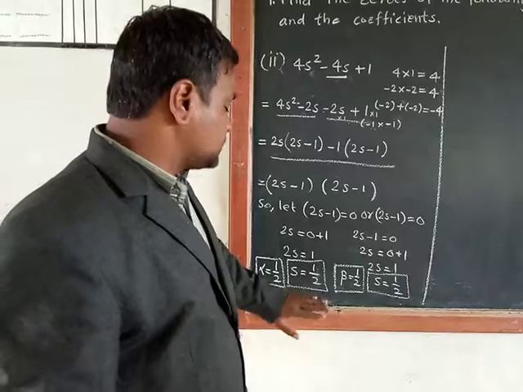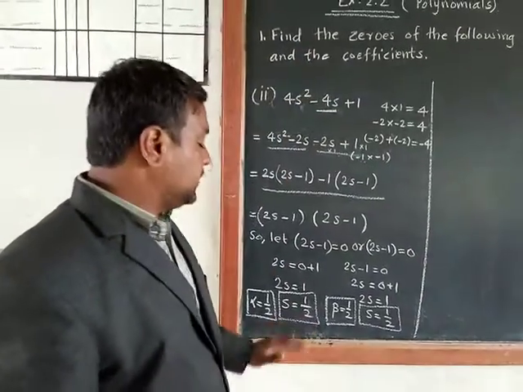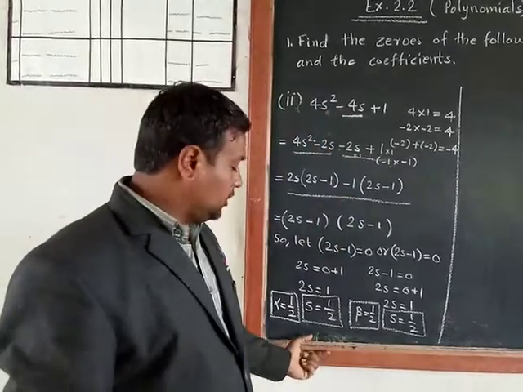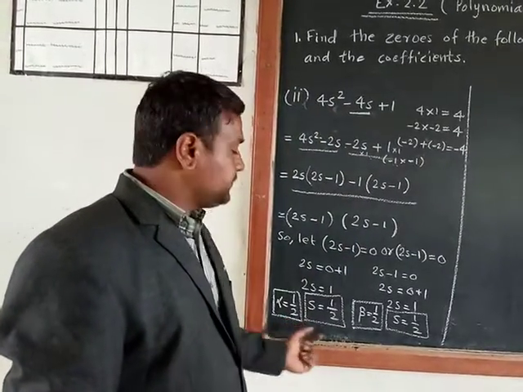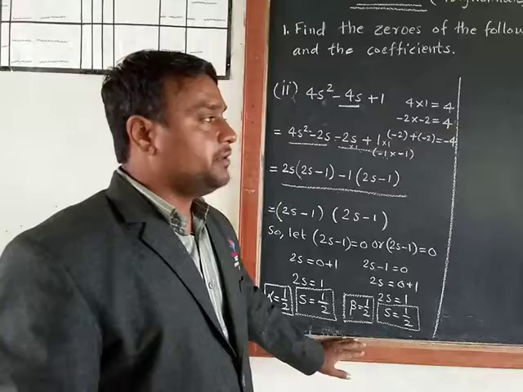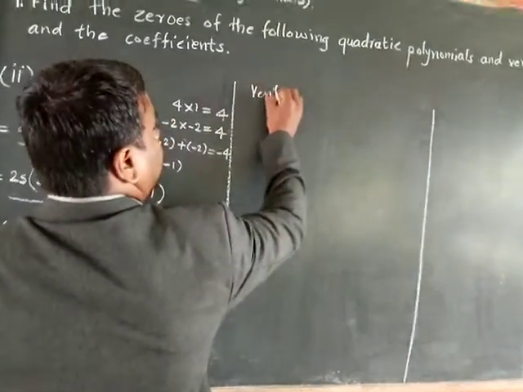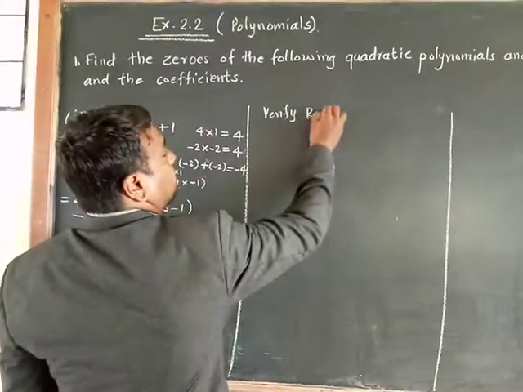So we have solved the first part of the question, and found the zeros of the quadratic polynomial: alpha is equal to 1 half and beta is equal to 1 half. Now let's verify the relationship.